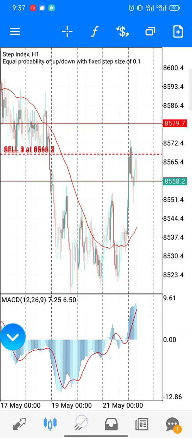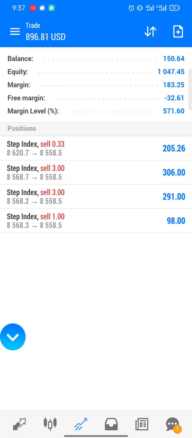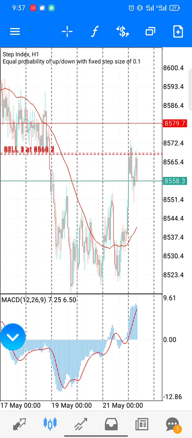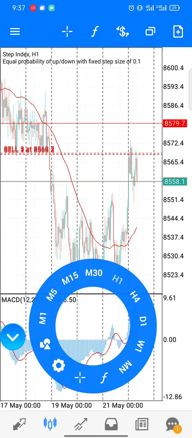Okay, so we get started. You can see the trade went from a $150 account to $1,050 right now. Okay, and I'm still holding the trade. I will explain everything from the beginning to the end.